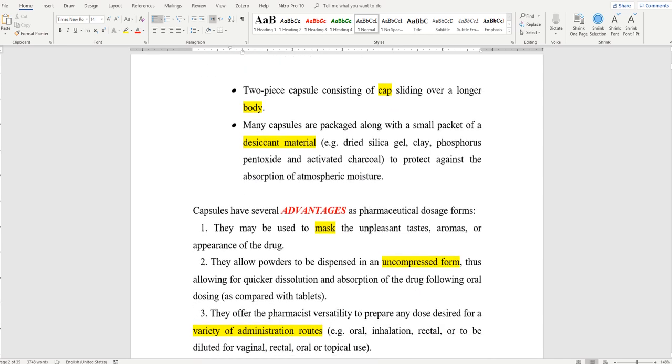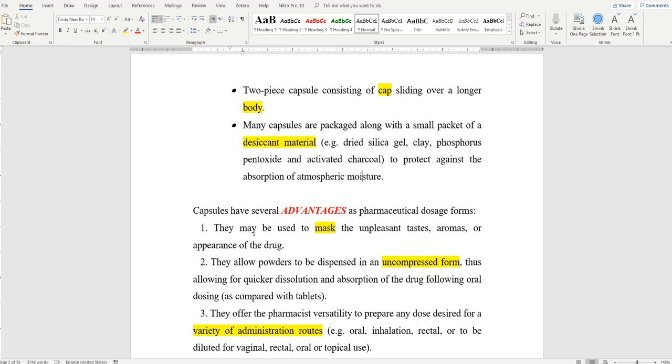Now we want to talk about the advantages of the pharmaceutical dosage form when we are talking about capsules. First, remember when we talked about the disadvantages of powders, and we said that it is difficult to mask the taste of powder. We said that, right? Now, in capsules, it is an excellent way to hide or mask the taste of the drug by hiding it inside the capsule shells.